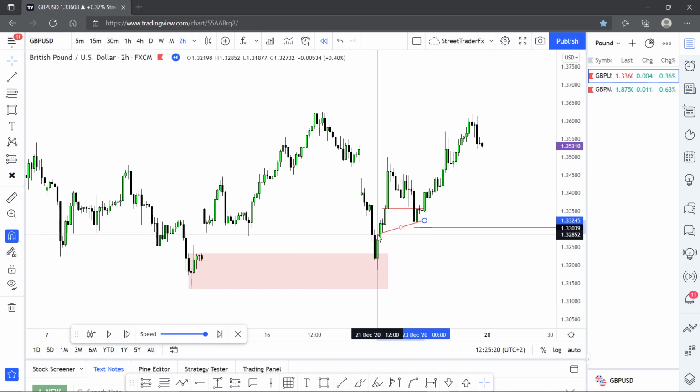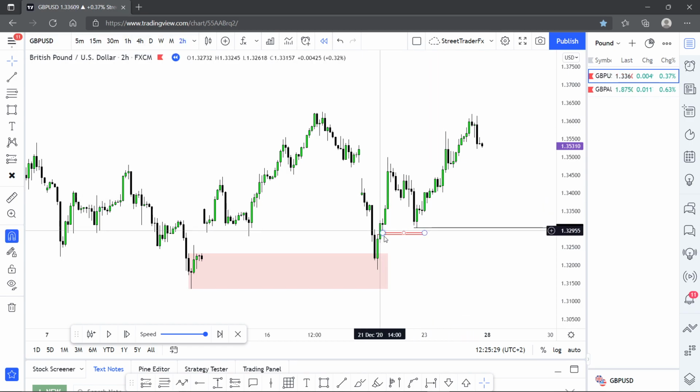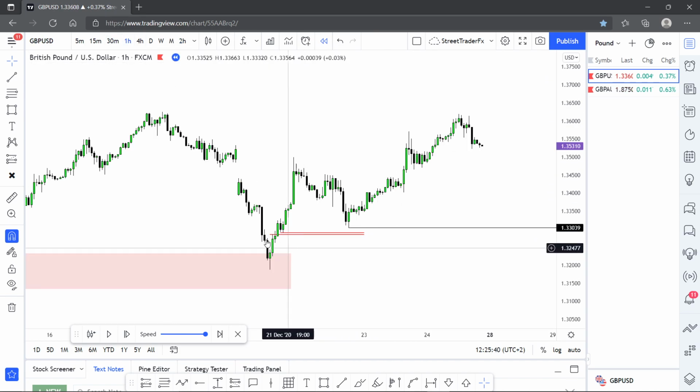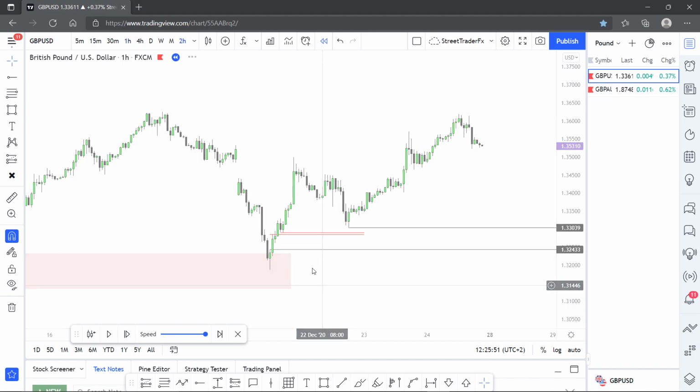So on the 2-hour, what I saw was that we have this imbalance right here, and the good thing is that it's still below the swing low that we need to see being taken out, right? It's still below the swing low. So let's just quickly see on the 1-hour, but I'm just gonna work with this one here on the 2-hour, but we can simply mark this one out as well. So let's get back to the 2-hour.